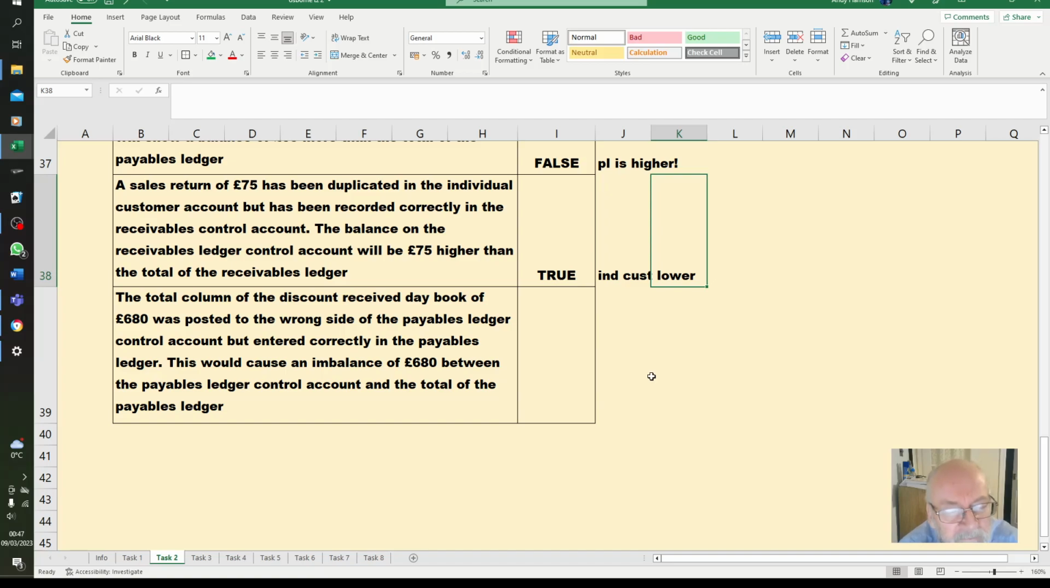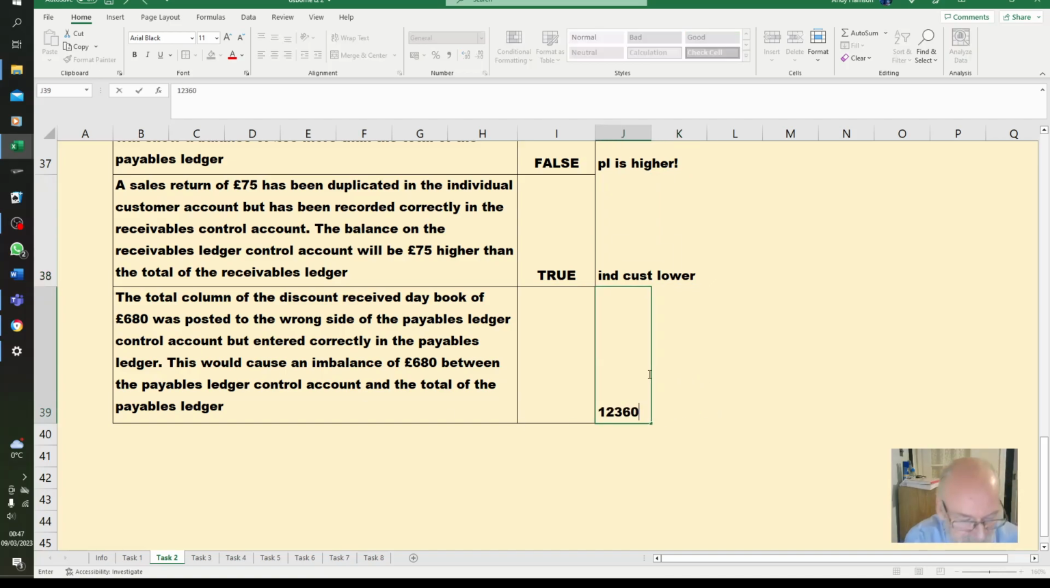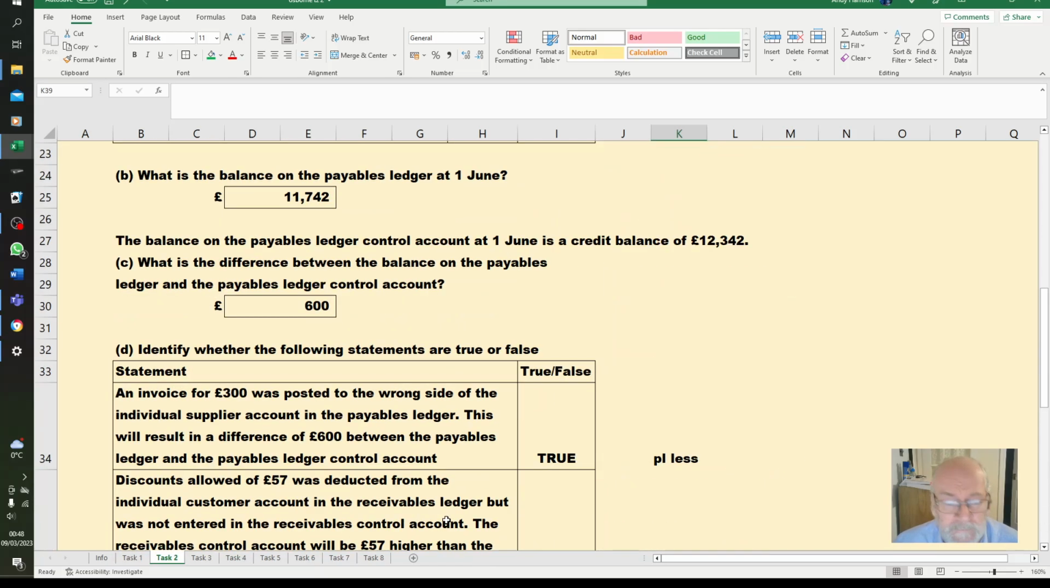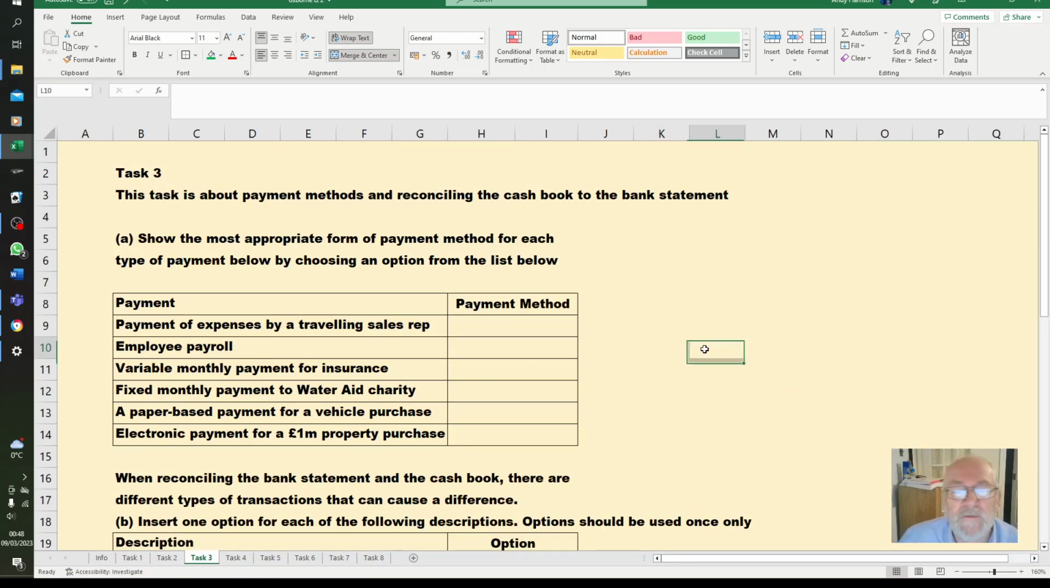And then one last one, perhaps we can go back to some proper numbers. The total column of the discount received daybook posted to the wrong side of the payables. Now if something's posted the wrong side, the error won't be 680, it will be 1360. And I made a typo, I put an extra 2 in under. 680, so it won't cause imbalance of 6, that one will be false. Like a dry balance question really. 2 done, quarter of the way.